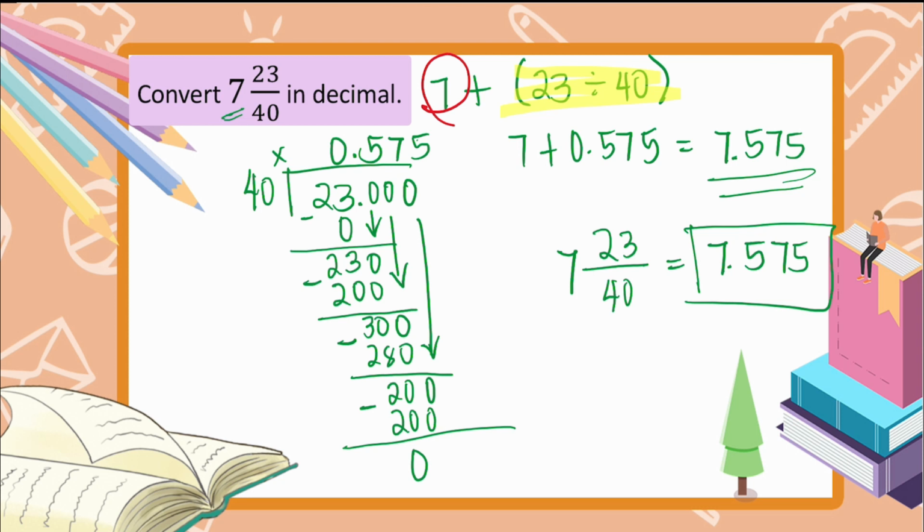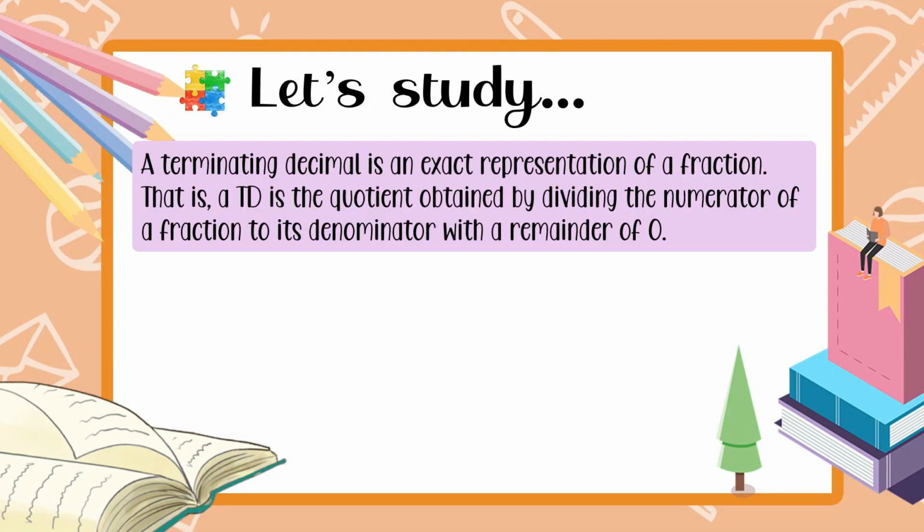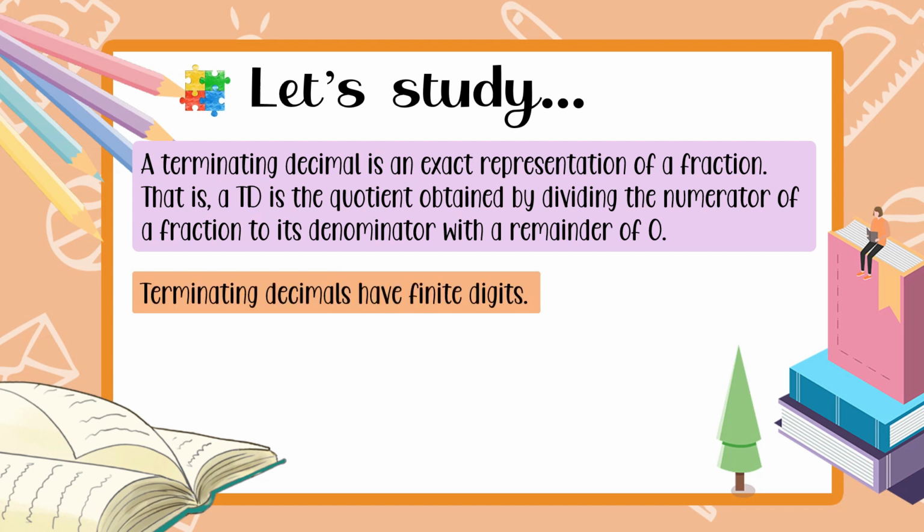So, as you can see, the answer for the first question, which is 0.625, and for the second question, which is 7.575, are what we call the terminating decimals, meaning natatapos yung kanilang mga digits. A terminating decimal is an exact representation of a fraction. That is, a terminating decimal is the quotient obtained by dividing the numerator of a fraction to its denominator with a remainder of 0.